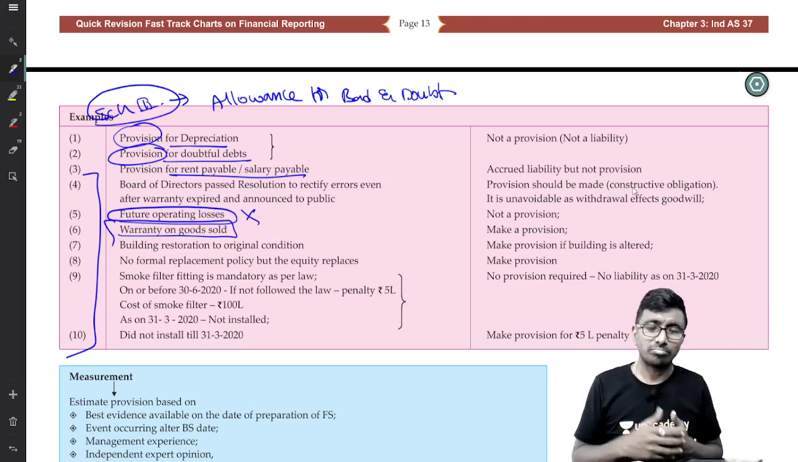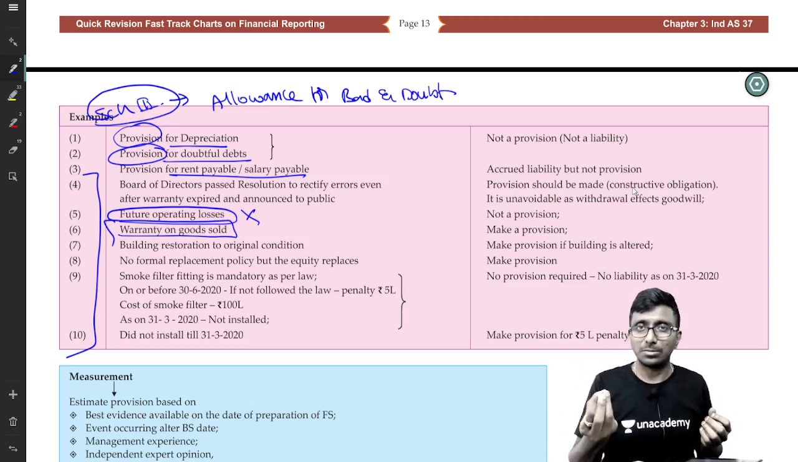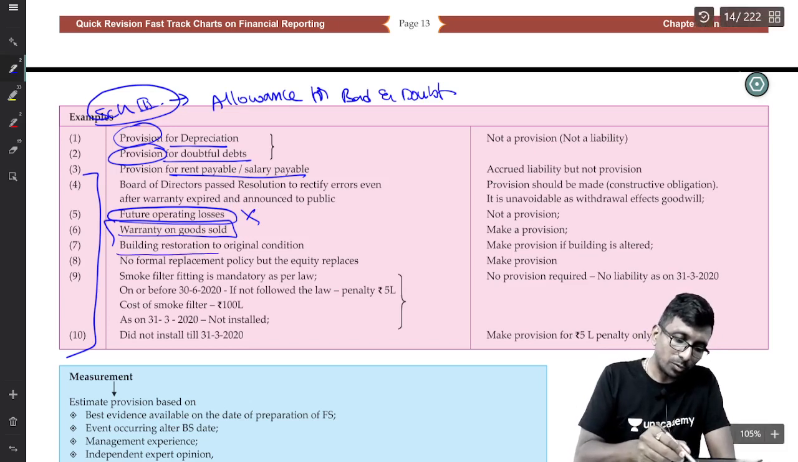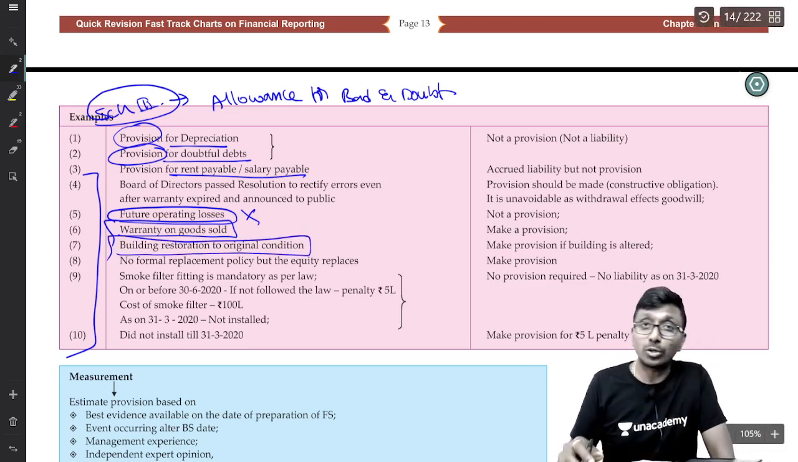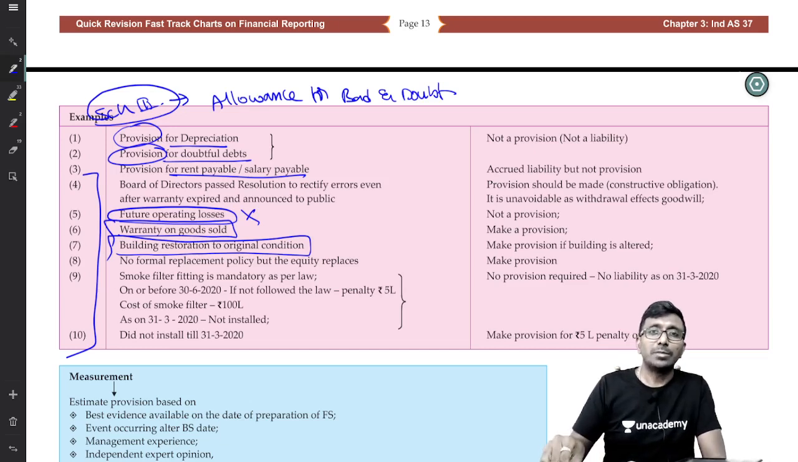Next, can you measure it? Yeah, based on experience. Any day it has to start with some number. Subsequently, we will develop the policy. Correct? It's like that. Next point. What do we say? Building restoration to original condition. Yes, very important. Building restoration.